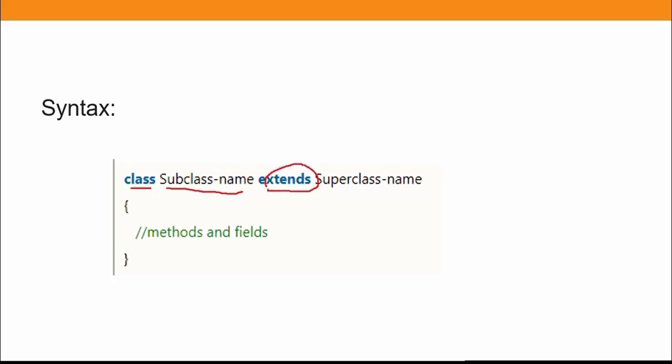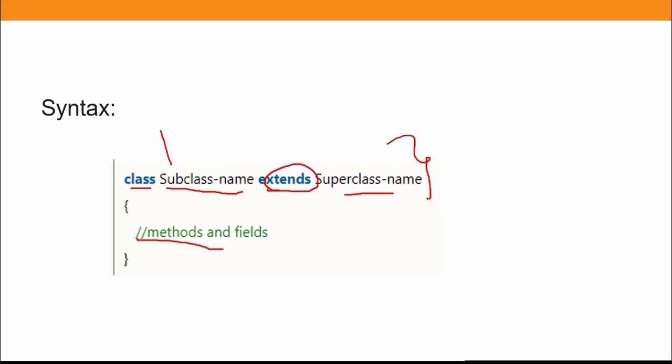This is the most important thing. We use class as a keyword, then here we have the child class, then this is the keyword that we use in inheritance to inherit the properties from the parent class to the child class. I hope it's clear, right? Here, the superclass name, we can call it a superclass, or a base class, or simply a parent class. Inside we have the methods and fields. This is the basic syntax for using the concept of inheritance.